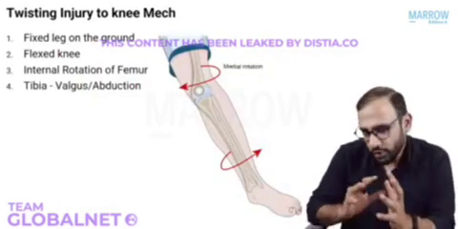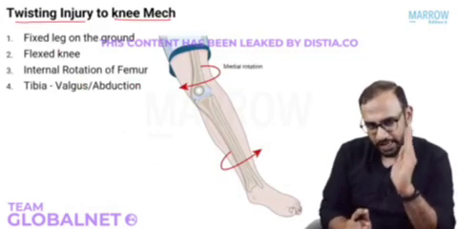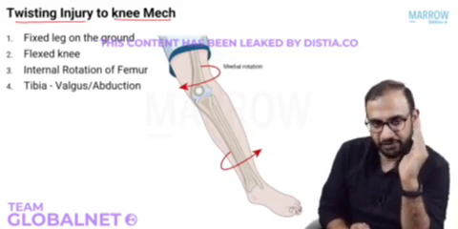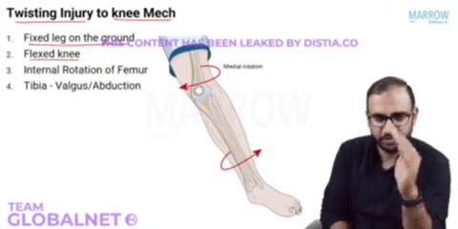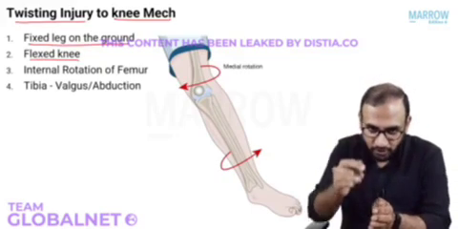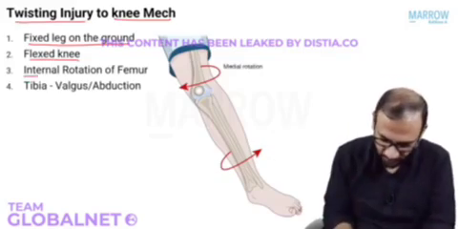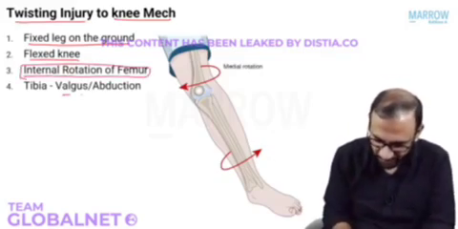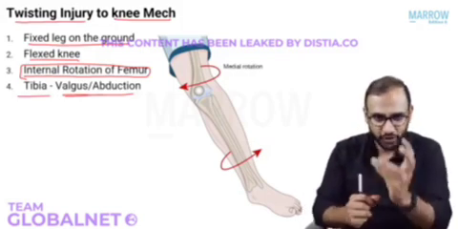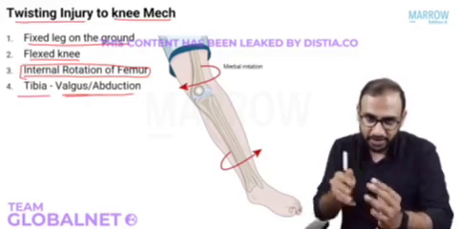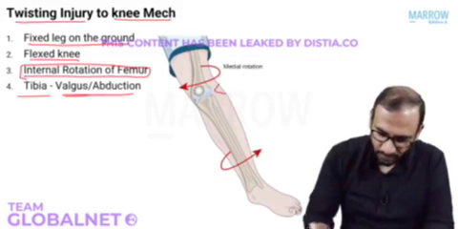Now, what is the mechanism of a twisting injury of the knee? First of all, your leg has to be fixed to the ground and the knee has to be flexed, and on that there are rotational or torsional forces. What? Internal rotation of the femur and valgus or abduction force of the tibia. So only then will you get a twisting injury to the knee. Your leg has to be fixed to the ground, knee flexed, femur in internal rotation, and there has to be a valgus or abduction force acting on the knee.